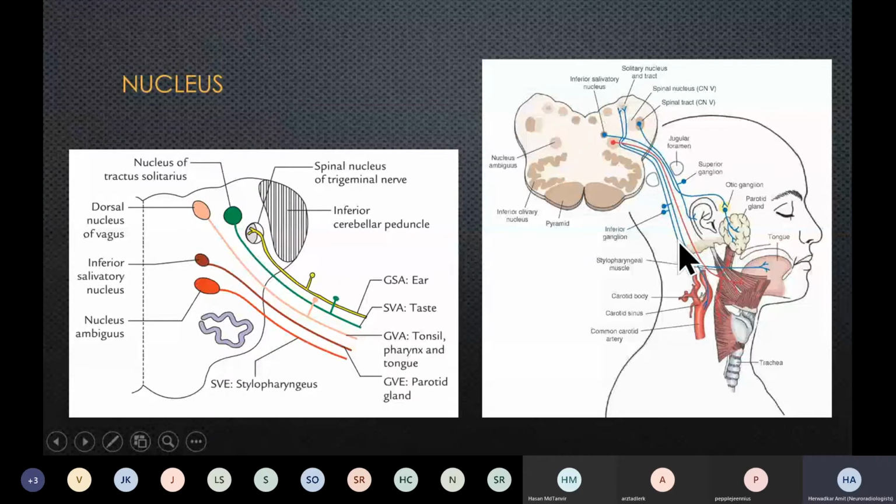And this is just to show you the diagrammatic representation of how these various cranial nerve nuclei are eventually going to control the various functions that they subserve.